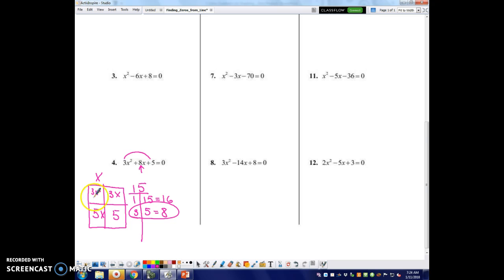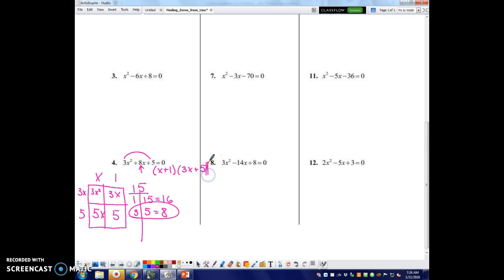X times what will give you 3x squared? 3x. X times what will give you 5x? 5. 3x times what will give you 3x? 1. 5 times 1 does give you 5. So your factors here are x plus 1 and 3x plus 5.